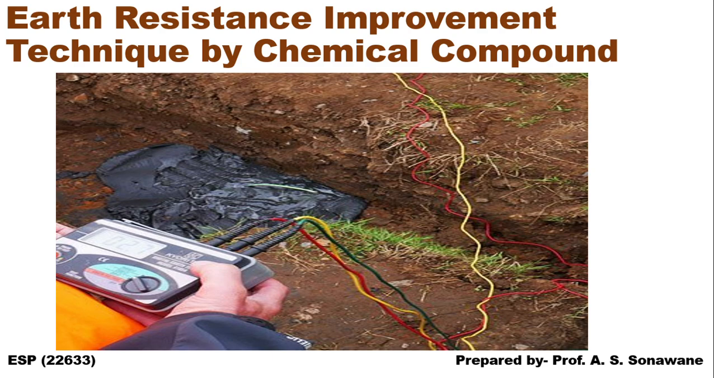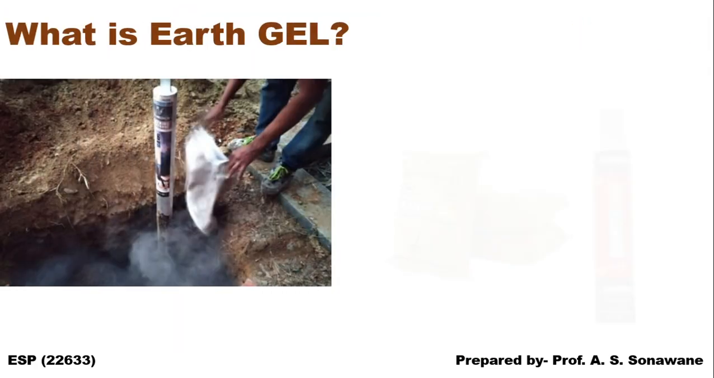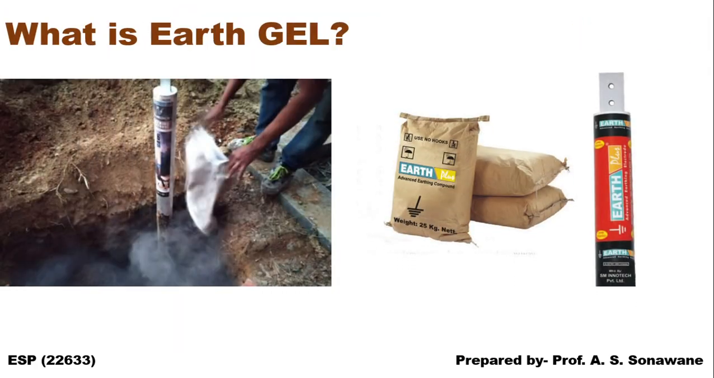Some field tests have shown that a high improvement in the earth resistance is obtained after applying such a compound to high resistivity soil. That means after applying this compound, the earth resistance is improved to a very high value. This compound is mainly an earth gel. Let's see what is earth gel.